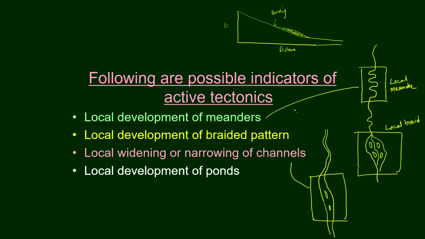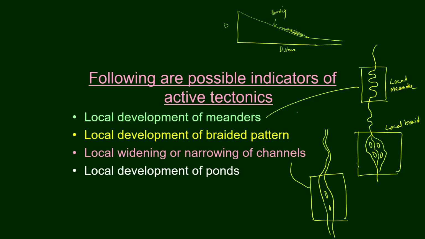Welcome back. So, this was the last portion we were discussing about the different channel patterns, and we also discussed what are the possible indicators of active tectonics that we see in terms of the manifestation along the river valleys and different channel patterns. So, then we also discussed local meanders, local development of braided pattern, widening and narrowing of the channel, local development of ponds.